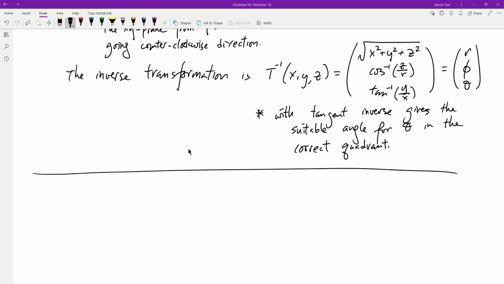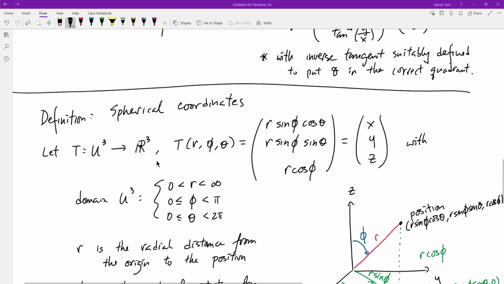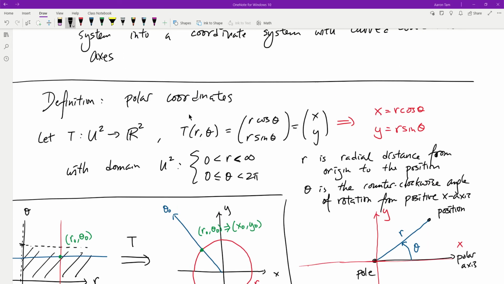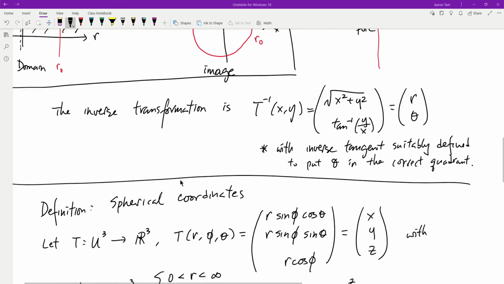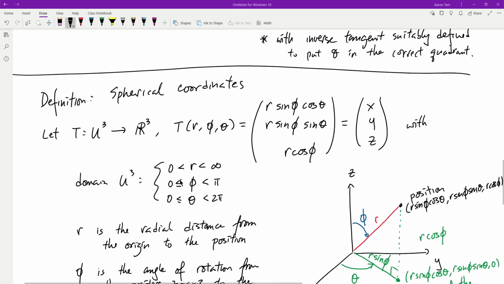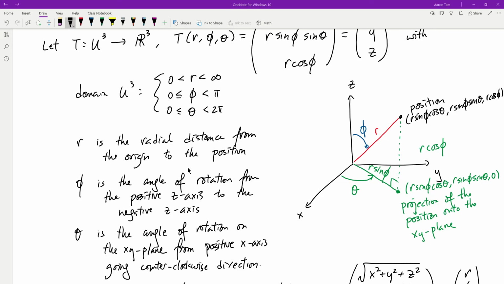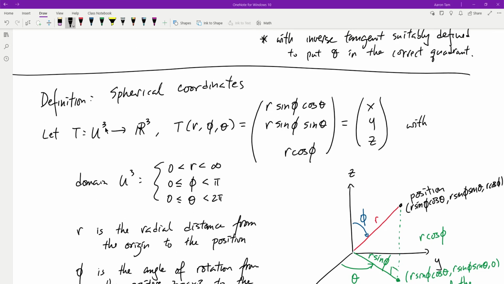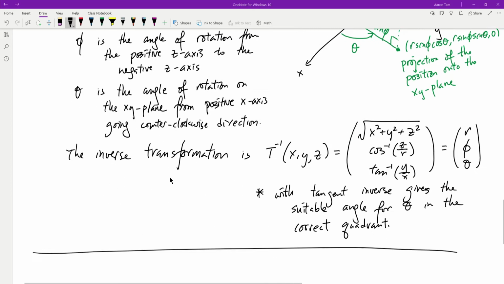If I recall from last video, we talked about two different coordinate systems already. The first is polar, which goes from R2 to R2, basically meaning it's a transformation that stays in two-dimensional space. And then we talked about the spherical coordinate system, which actually works from R3 space to R3 space.